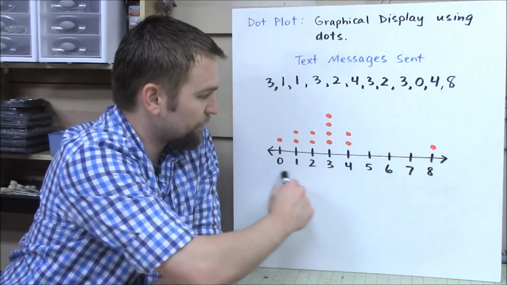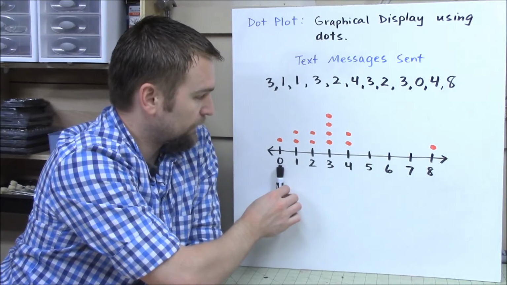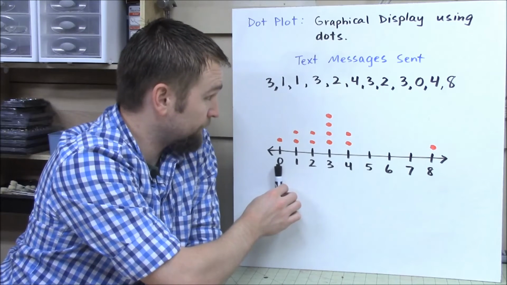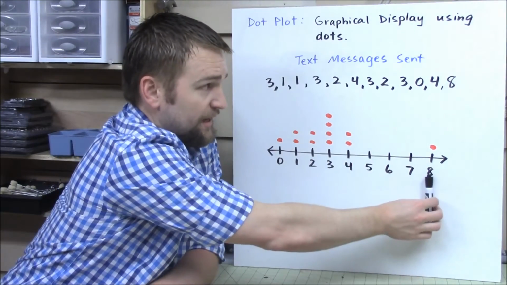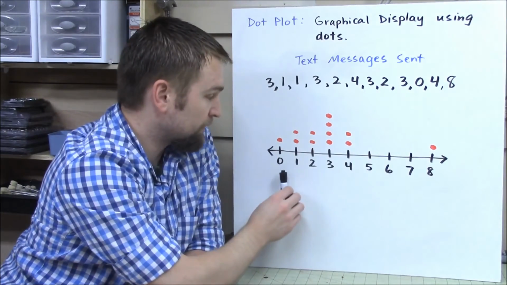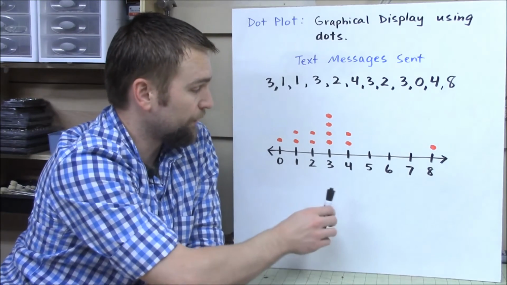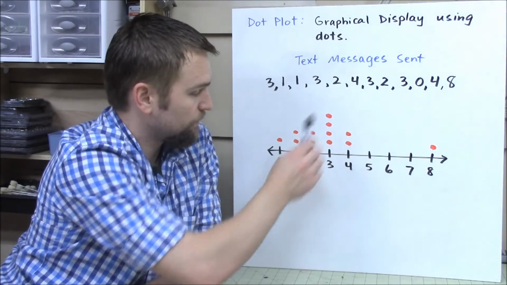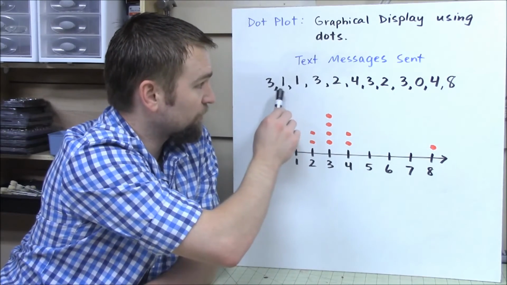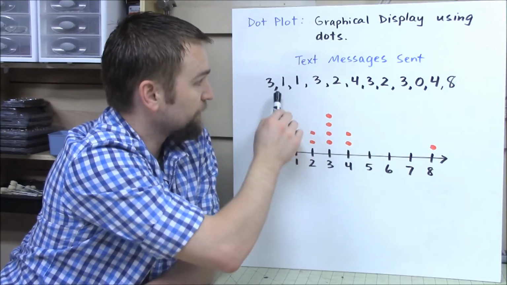And what I'm going to do is draw a number line and indicate my minimum piece of data, so 0. And then my maximum is 8. Then what I'm going to do is just put a dot every time that data occurs on the number line. So 0 happens once, and then I'm going to keep proceeding. I would actually probably go through like this, and every time it happens, I'm going to put a dot.